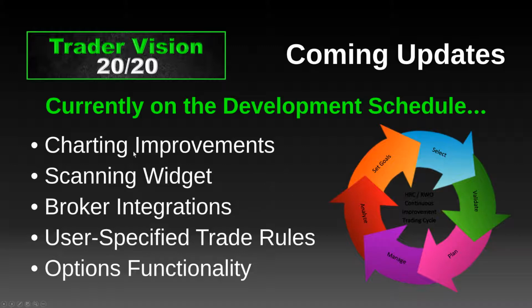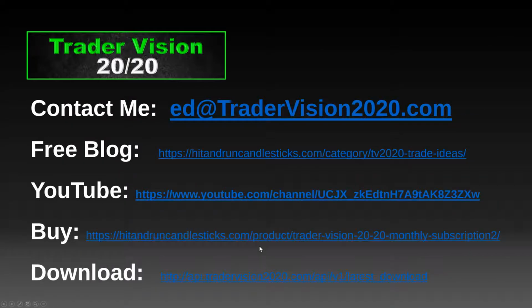I've got the charting improvements I've talked about. We're adding V-stop, and lots of things. The ability to pan so you're not off at the right-hand side. Things like that. We'll have the scanning widget, as I said. It'll be out by the end of next week for phase 1. Working on brokerage integrations as well. And then we're going to get into user-specified trading rules and finally options functionality. So that's what we've got going.